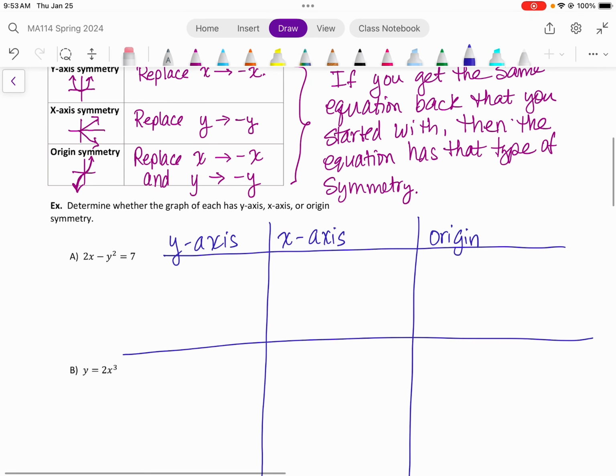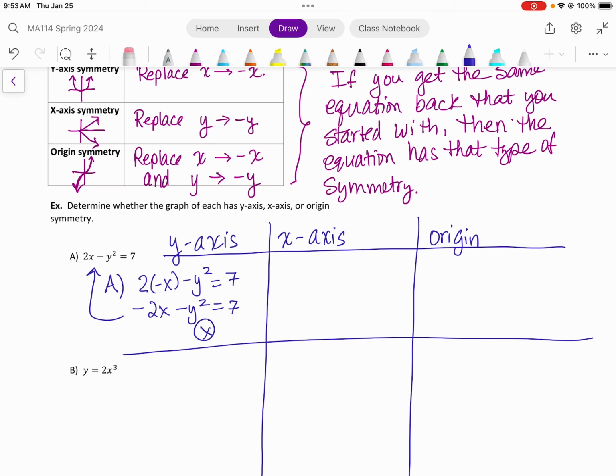All right, part A. So the goal here is for y-axis symmetry to pull out x and in its place put in negative x. Manipulate that, so clean it up. And then I'm going to compare, is this the same equation that I started with? The answer is no. So then I'm going to move over to x-axis and try again.